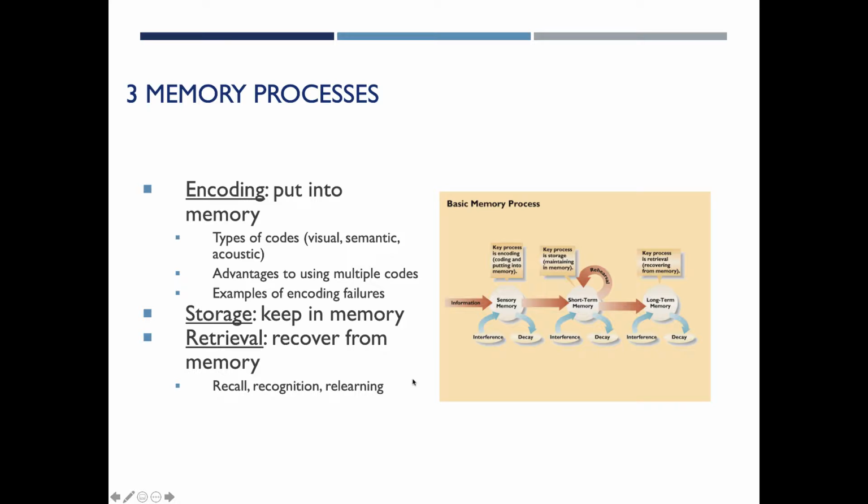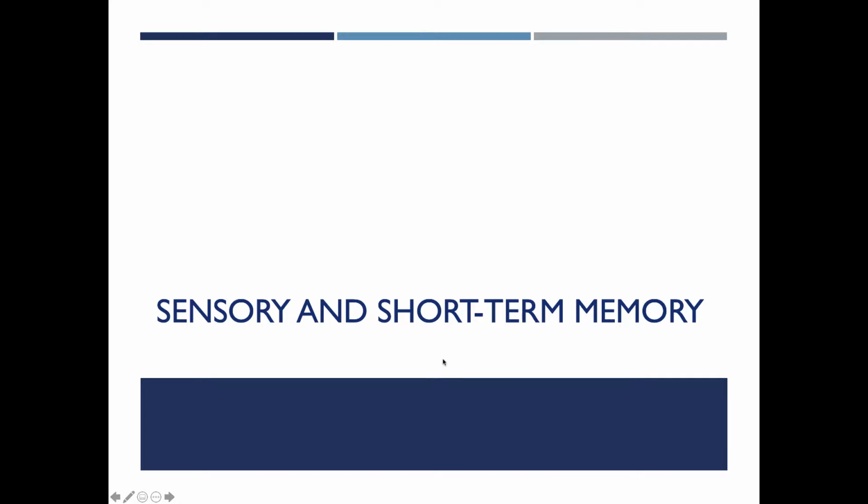So the basic memory processes get information into our sensory memory, and then there's various things that can cause information to decay or to be forgotten from each of these different types of memory. So we're going to be looking in a little bit more detail at these three types of memory. And in particular, we'll spend a little bit more time on long-term memory, which is very critical for learning. So we'll start by talking about sensory and short-term memory.